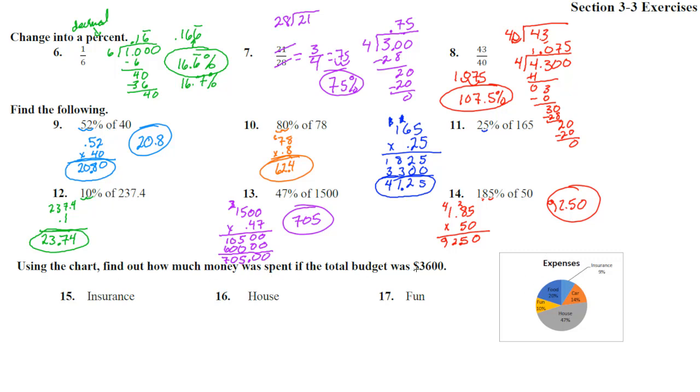Using the chart, oh, that's this one right over here. How much money was spent if the total budget was 3,600? So they are all going to be out of 3,600. Insurance, in this case, insurance is 9%. So we need 9% of 3,600. We're going to take 3,600 times 0.09. Again, that's the 9%. And we have moved it 2 places, so you need a 0 in front. 9 times 0 is 0. 9 times 0 is 0. 9 times 6 is 54. Carry the 5. 9 times 3 is 27, plus 5 is 32. 2 decimal places.